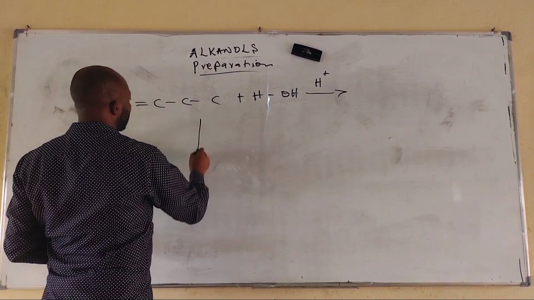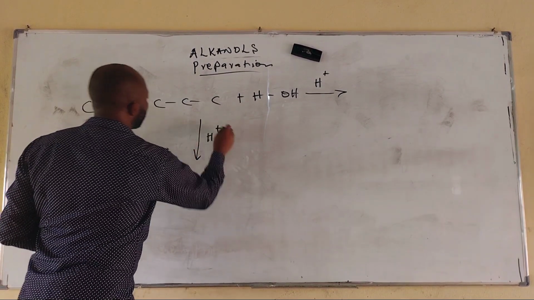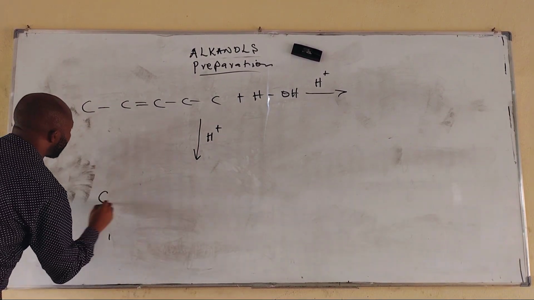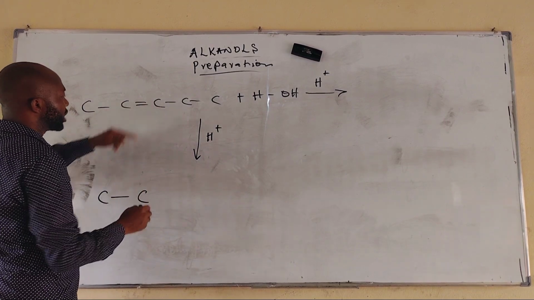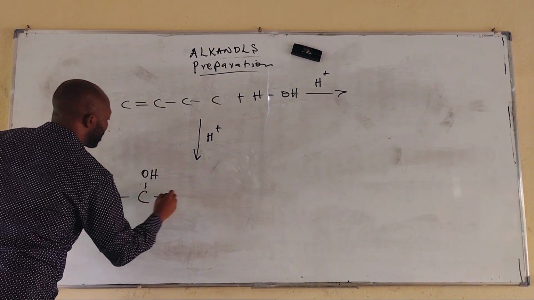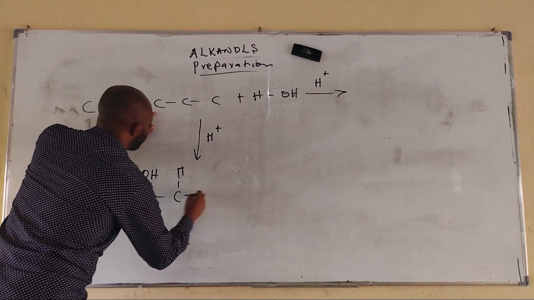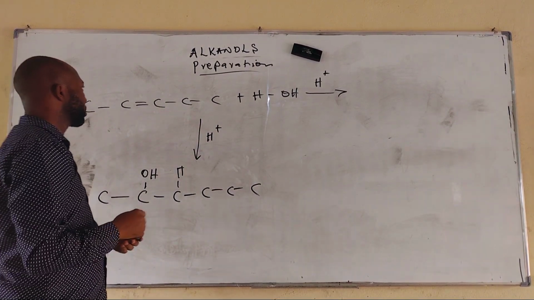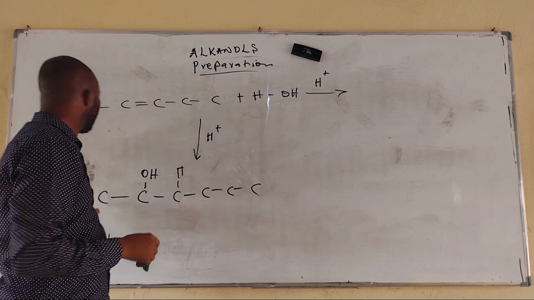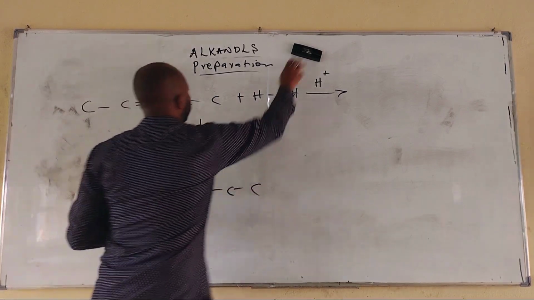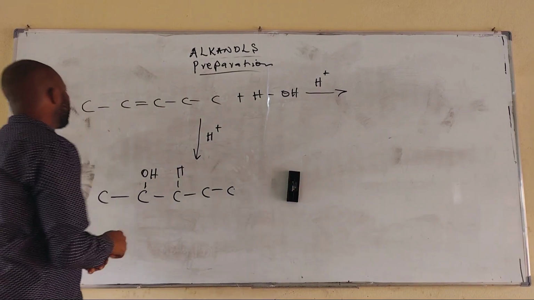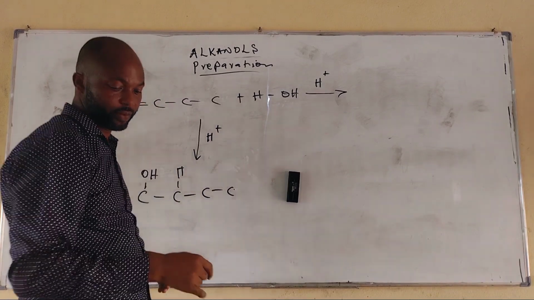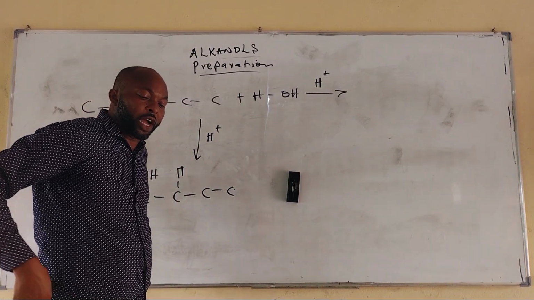So for this, let's just put the arrow down in the presence of an acid. Now we have carbon there. This carbon, one of it will take the OH group, and one of them will take the hydrogen. Then we move on to carbon, and carbon. So this is what we get. Is it 6 or 5? 1, 2, 3, 4, 5. So that becomes 2-pentanol. This is where it will be.